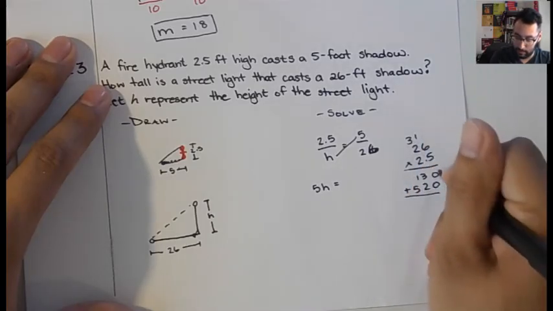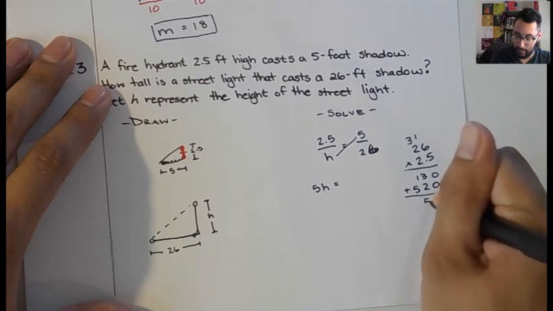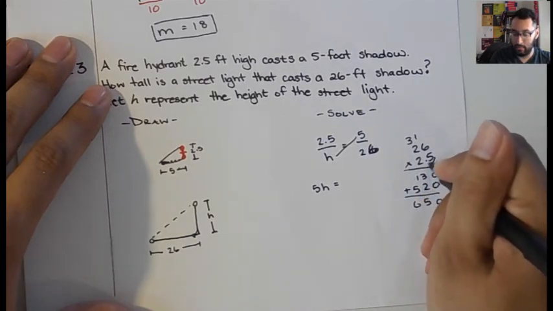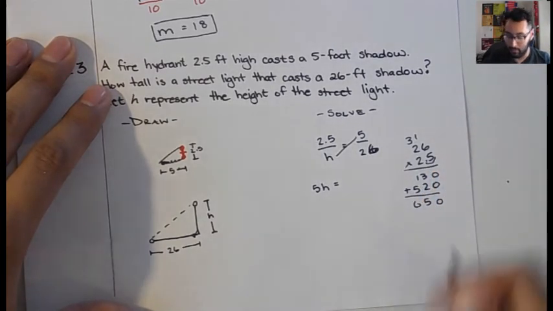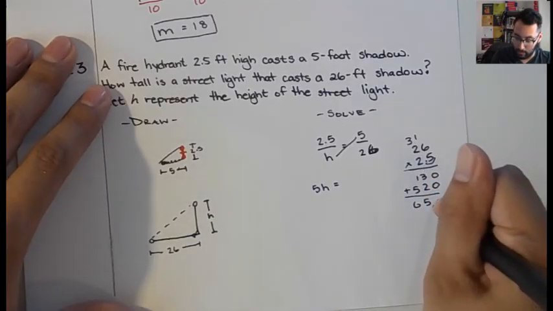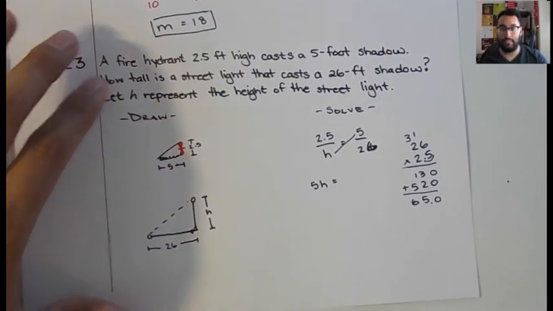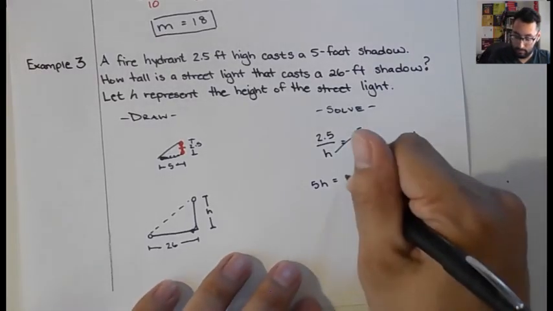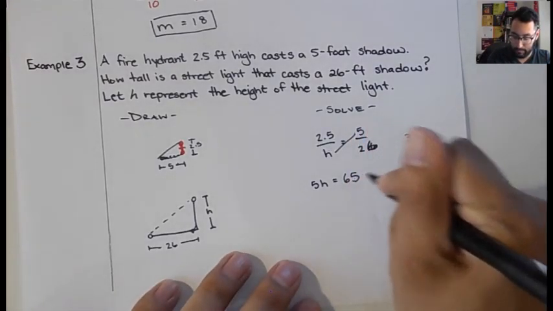Alright, let's add some stuff. This will be 0, 5, and 6. Now, we'll have to take into account our decimal. So decimal is 1 space, so we're going to move it 1 space. So this is 65.0, which is fine, it's just 65.